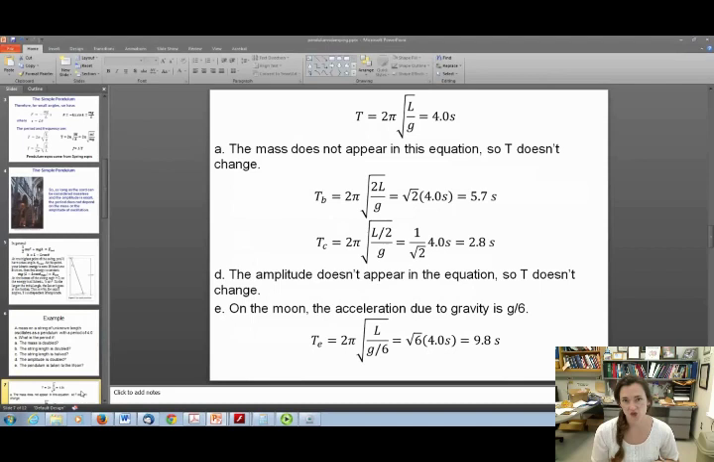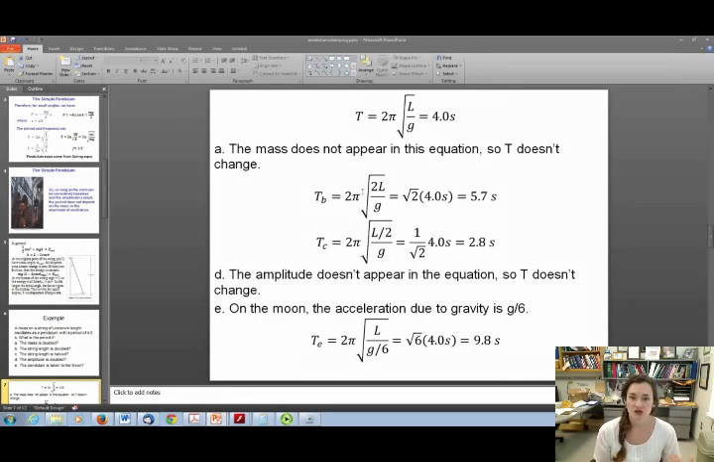So let's look at the equation. The period is equal to 2 pi times the square root of L over g, and that's 4 seconds. Now, to answer the question for part A, this equation doesn't have mass anywhere in it. So the period doesn't change if you change the mass. So that's the answer to part A. It's unchanged.